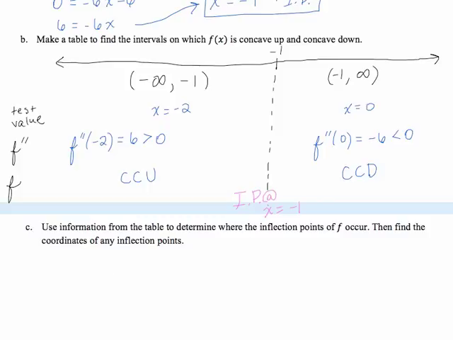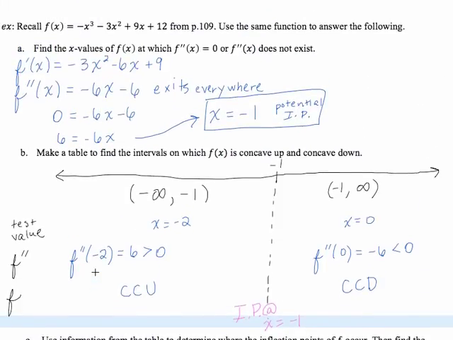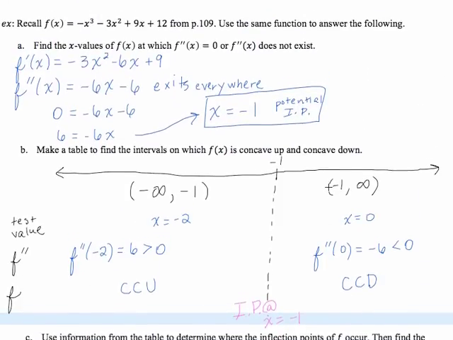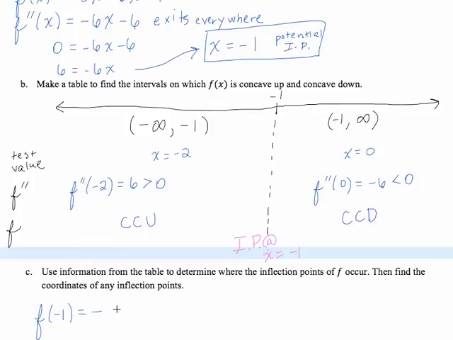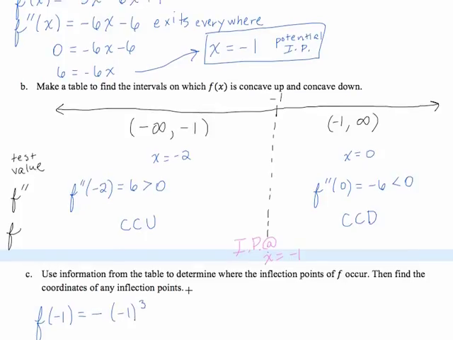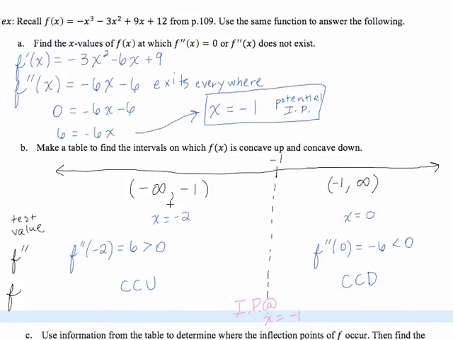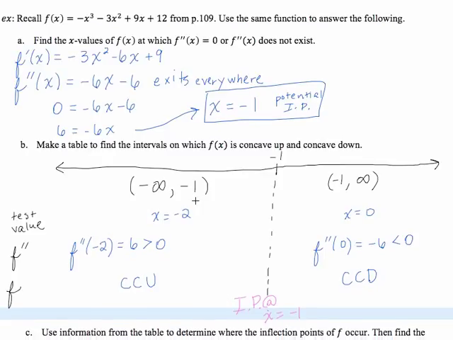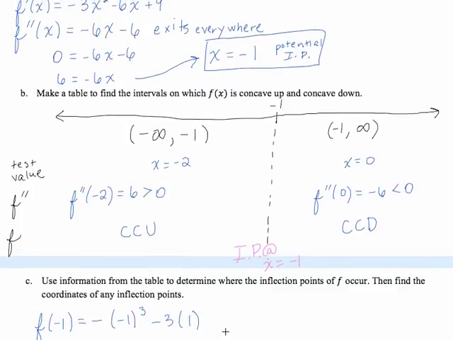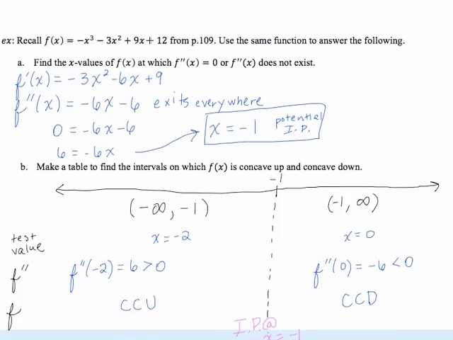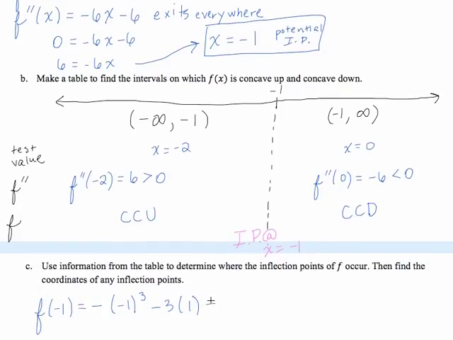And then to find the coordinates of any inflection points, we just plug negative 1 into the function. So find f of negative 1. I can't fit it all on the screen at the same time. So the negative of negative 1 cubed, minus 3 times negative 1 squared, which is minus 3 times 1, plus 9 times negative 1, plus 12.